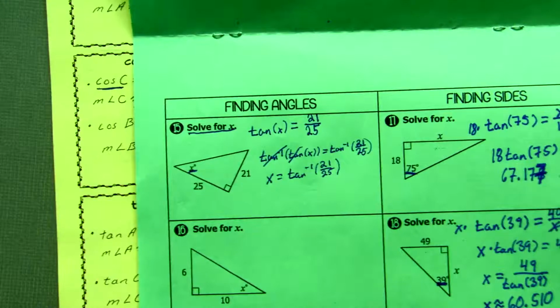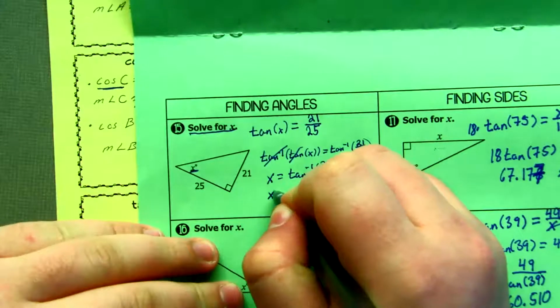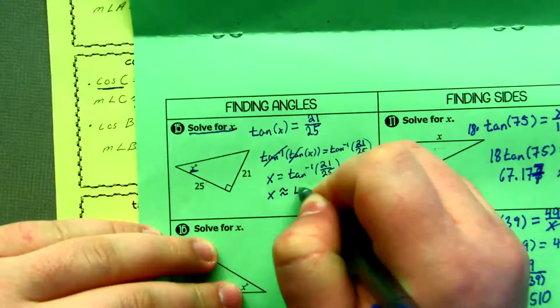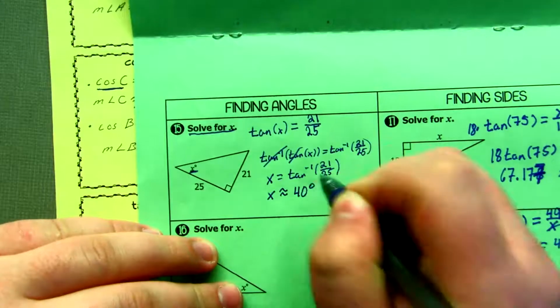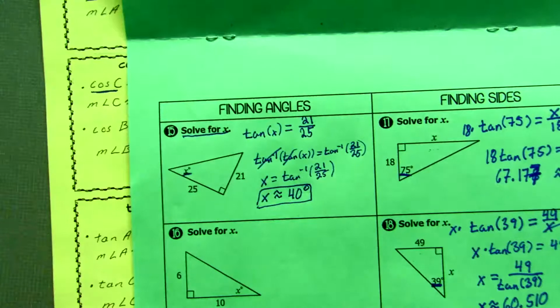Awesome. Okay, I see it from quite a few people here. Once we do the calculation, we get x is approximately 40 degrees. If you did not get 40 degrees, I would check your tangent ratio. And I would also check to make sure that you use the right trig function.